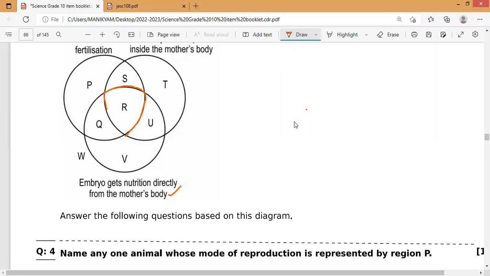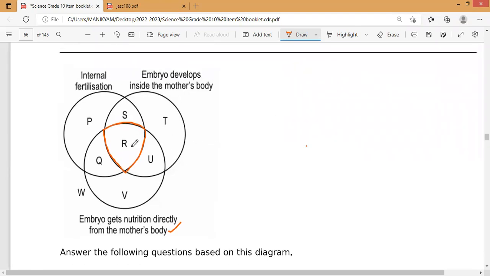It is coming under all the three circles. So what does that indicate? The animals which will come under R will have internal fertilization, the embryo develops inside the mother's body, and the embryo gets nutrition directly from the mother's body. Is it right or wrong, guys? Please respond, all of you. That is the meaning of the region that comes under all three circles. Is it right or wrong, everybody?